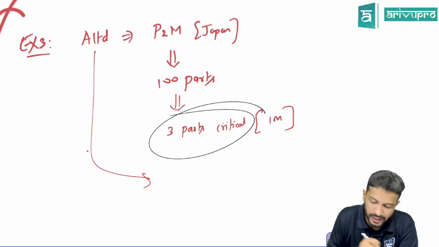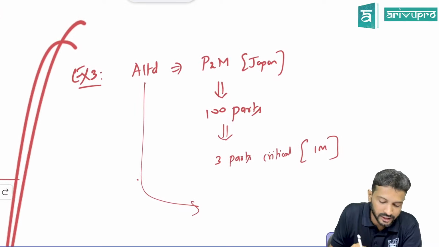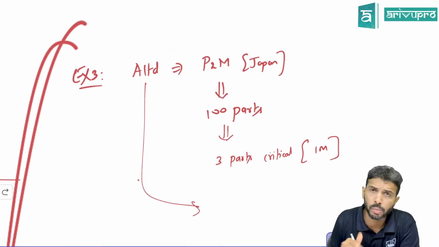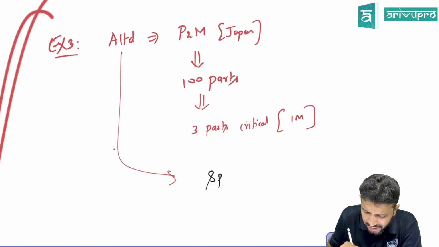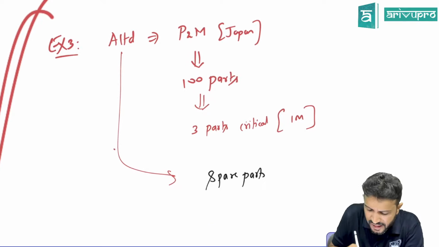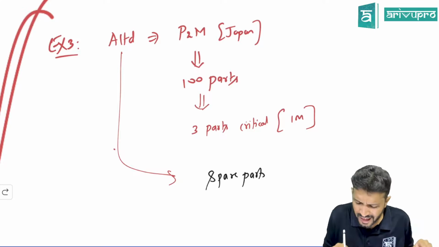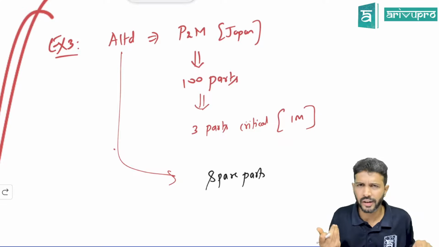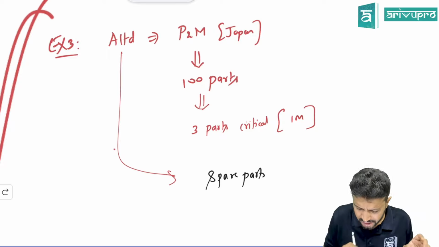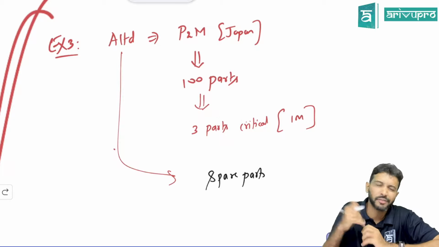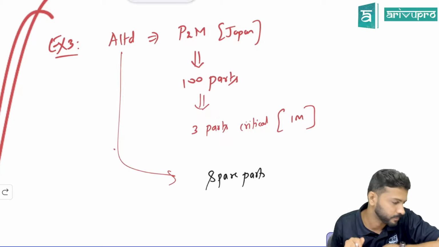If this part breaks down, it will affect A Limited's production in a big way. Yes or no? So what do you think this company will do? They will keep spare parts. Yes or no? They will keep some extra parts just to be on the safer side, because we can't wait 1 month. All right. So this company has kept spare parts, 1 or 2 extra quantities of these three parts, just in case.